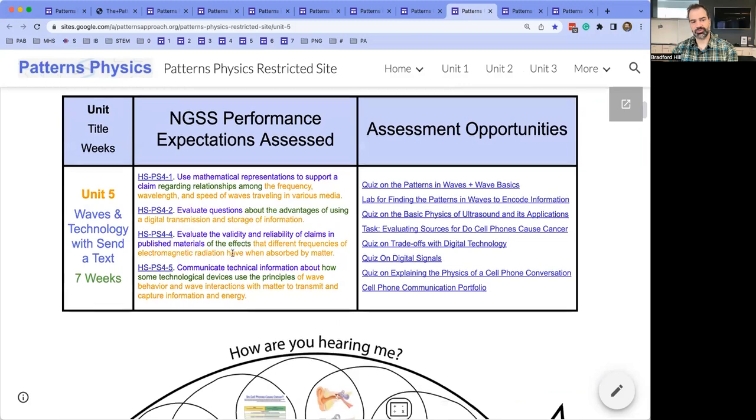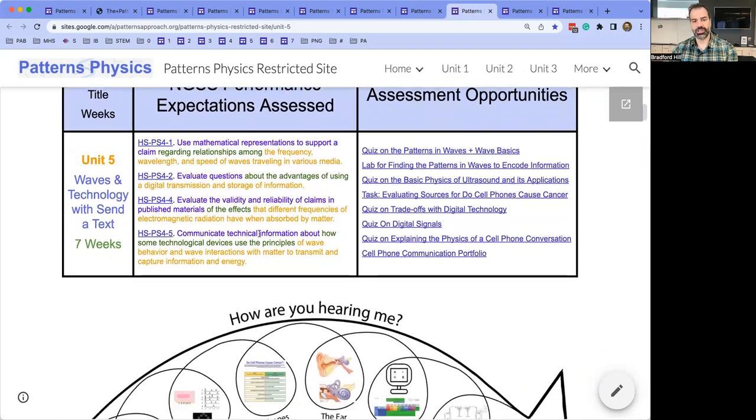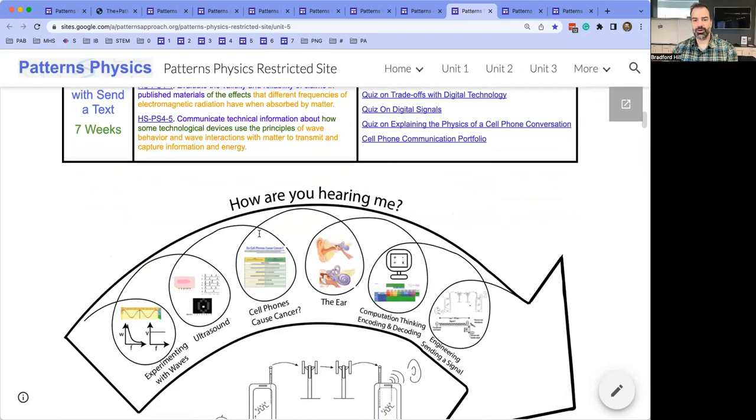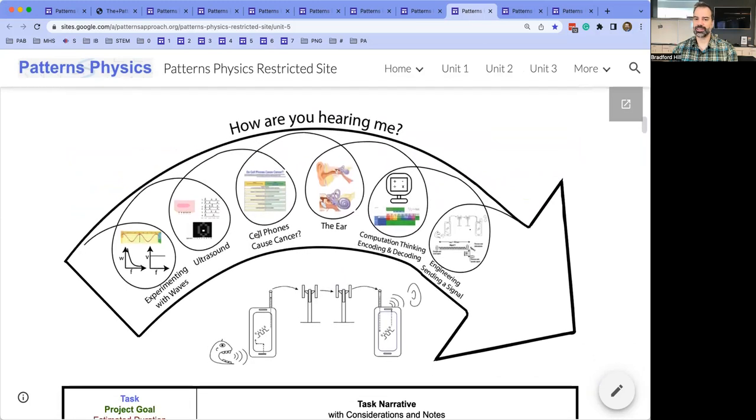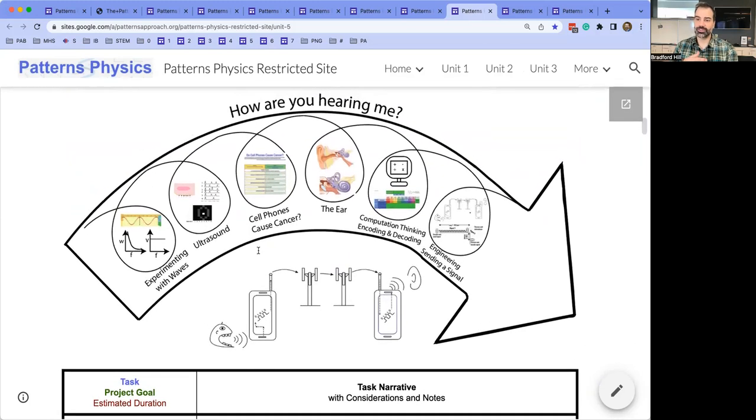Again, you can just see these performance expectations growing and growing. And then, "How are you hearing me?" Super fun hook. You have a student call into another student in your class, and they're in the hallway and they shout, "How are you hearing me?" And that's our driving question. How do we hear someone through a cell phone?